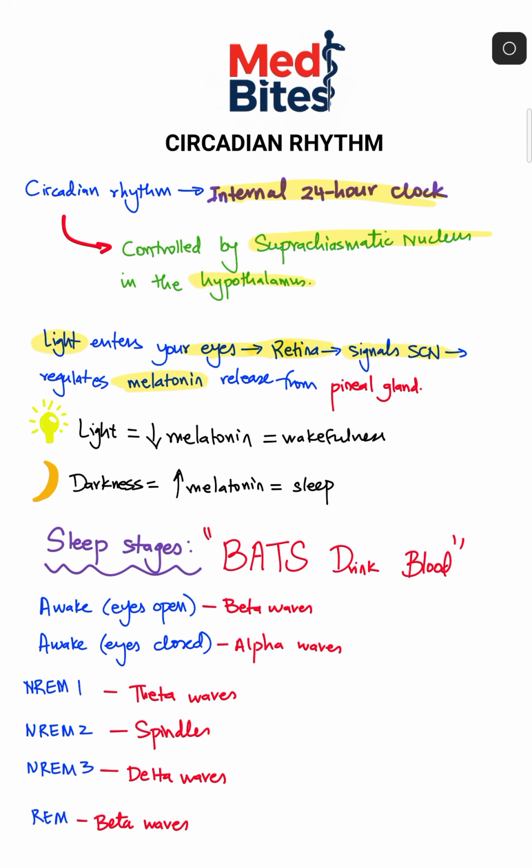You've heard of melatonin, as in melatonin gummies or melatonin pills for people who have difficulty falling asleep. This is the same stuff that makes you fall asleep in your body, and it's released from the pineal gland.